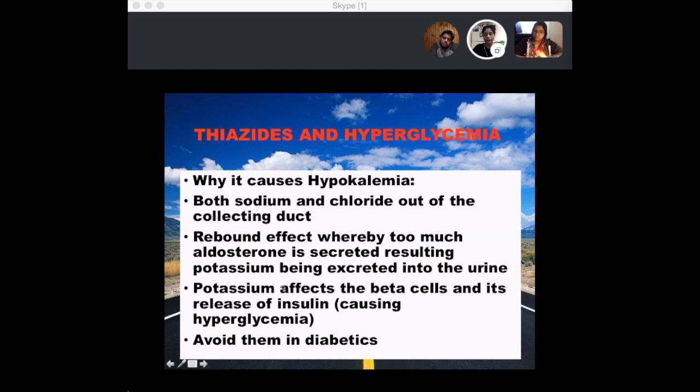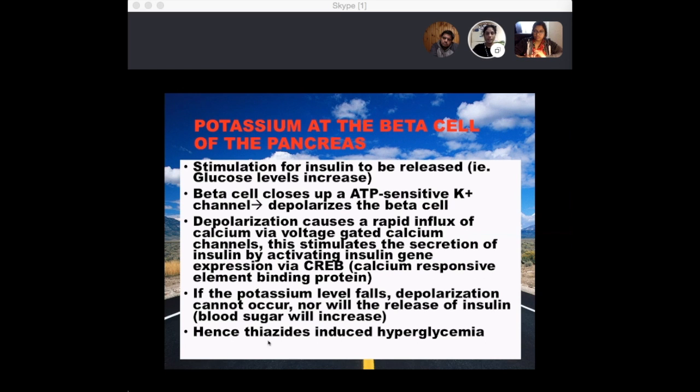So when we have not enough potassium, it's going to cause hyperglycemia in this patient, so we avoid it in diabetics. Specifically, potassium is used in the stimulation for insulin to be released. When we have increased glucose levels, we need insulin to push the glucose into the cell. So the beta cell closes an ATP-sensitive potassium channel, which is used to depolarize the beta cell.